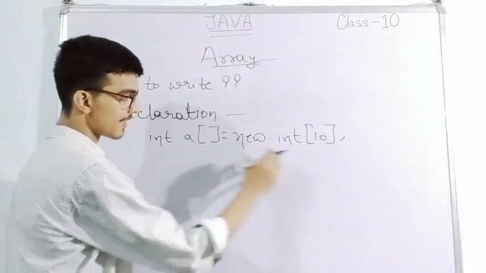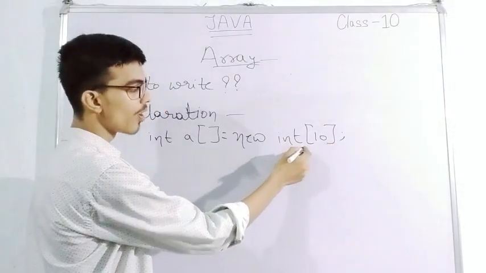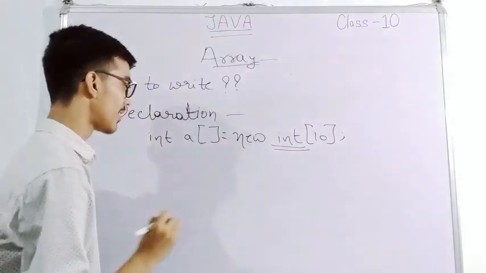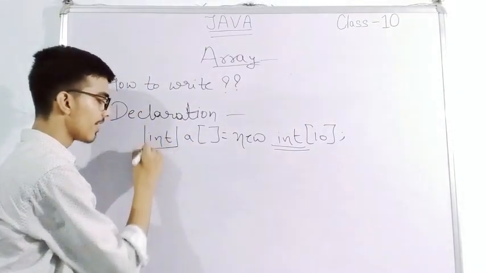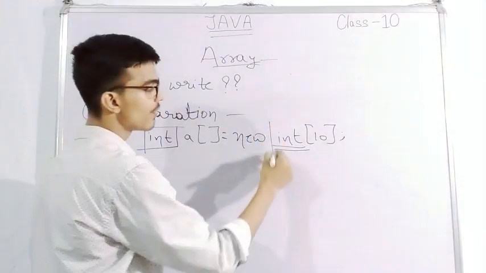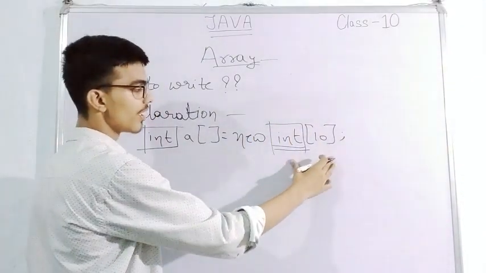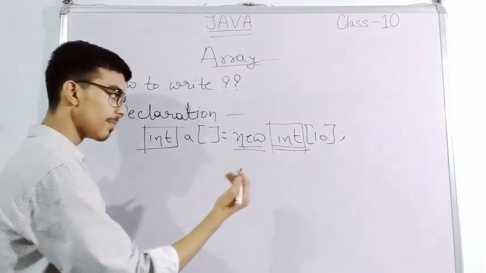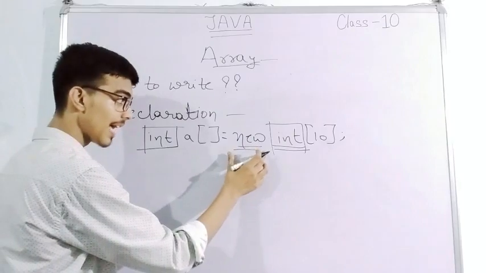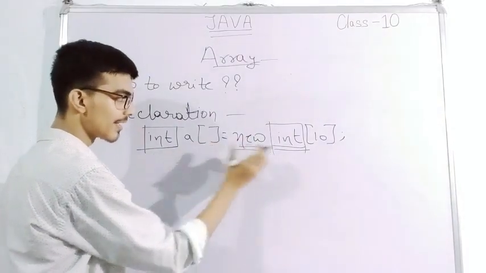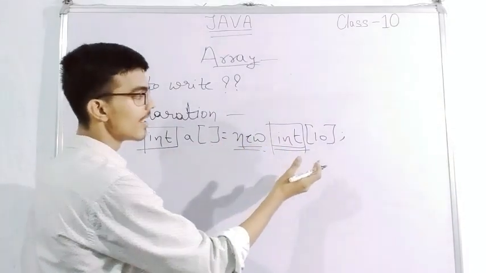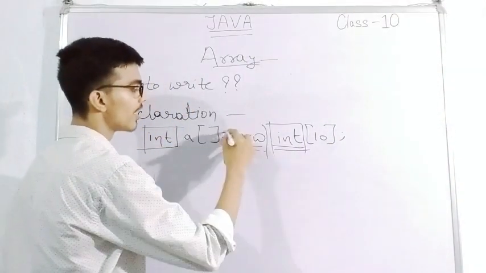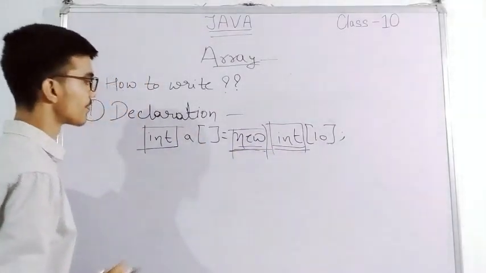A will consist of 10 values, in which form? In int. Every word in this has a meaning. So here A is in int form and it will contain 10 values in int form. This new is for declaring that this A will keep 10 values inside it.